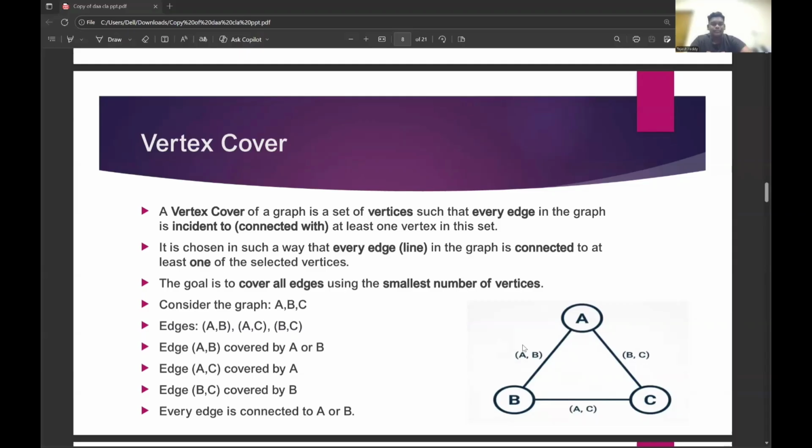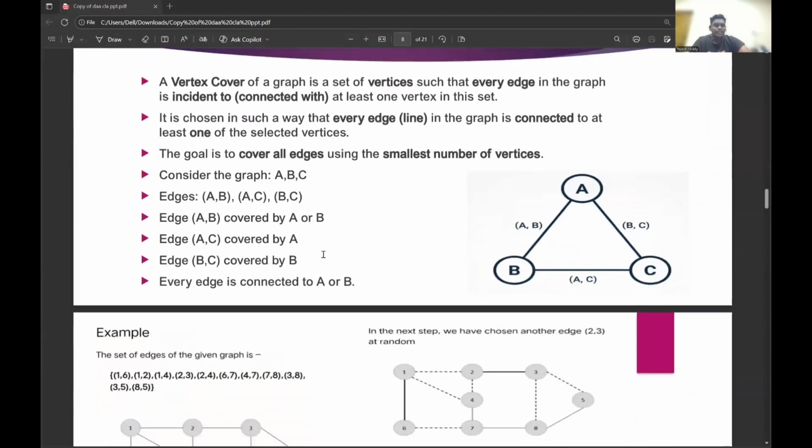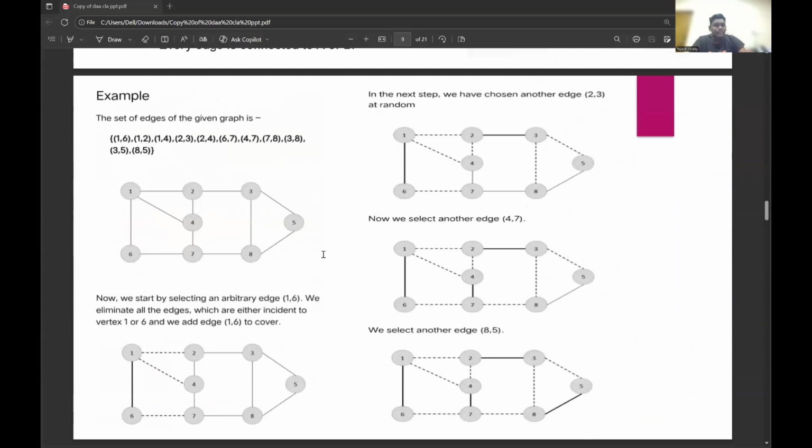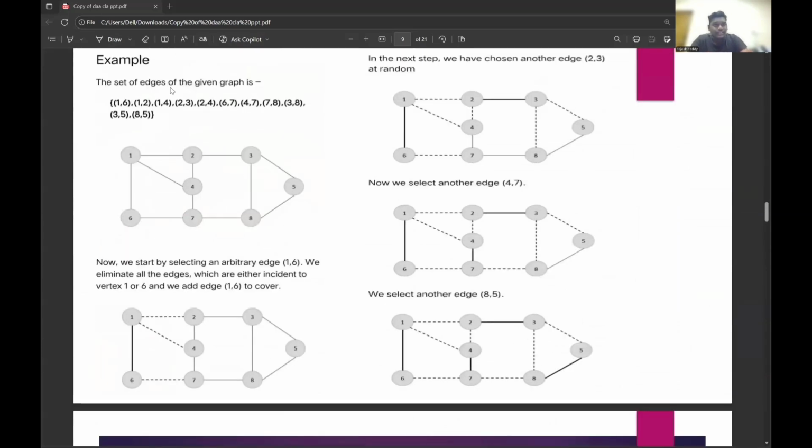So like that, we can take another example. In this example, they have given the edges of the graph: 1 comma 6, 1 comma 2, 1 comma 4, 2 comma 3, and so on. For 1 comma 6, we have drawn the edge. 1 is a vertex and 6 is a vertex, and we have drawn the edge. Similarly, we have drawn every vertex and edge. This is the whole diagram if we draw it from the given graph.